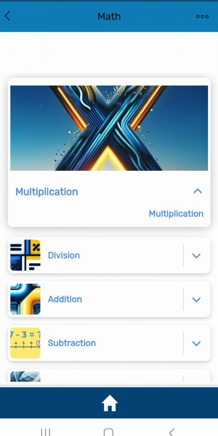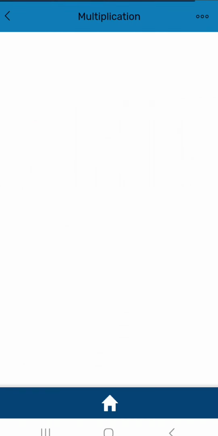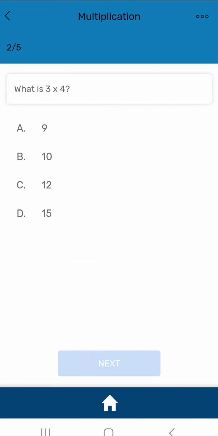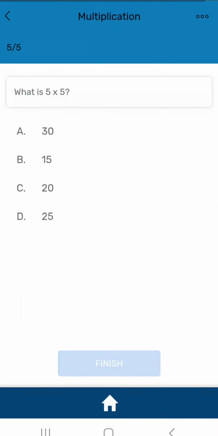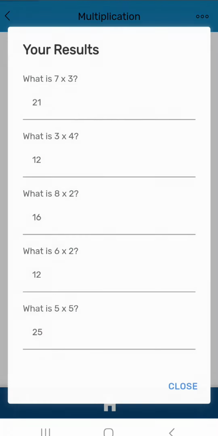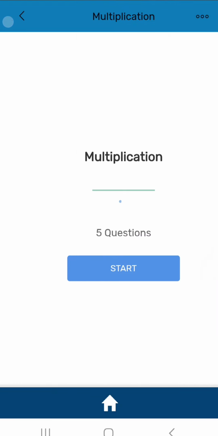And let's go into math, which has multiplication, division, addition, and subtraction, in which multiple rapid fire questions are put out. 7 times 3, 21, 3 times 4, 12, 8 times 2, 16, 6 times 2, 12, which I'm pretty slow, but I'm pretty sure the third graders are pretty faster than me at doing this. And we got a 5 out of 5. We can make another submission or view our answers.